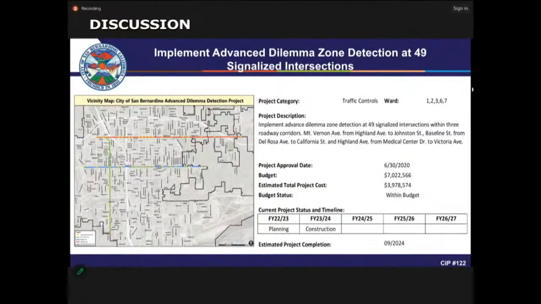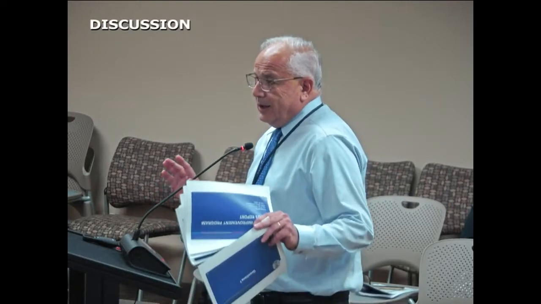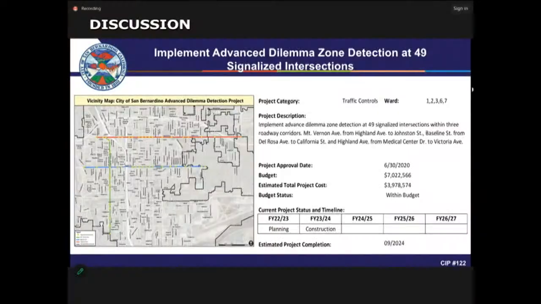Okay, another one. So this is a challenging project because we're going to be upgrading the signal poles at 49 locations to install what we call a dilemma zone detection system. What it means is it delays the other light from turning green if it detects a car coming into the intersection. You got it.